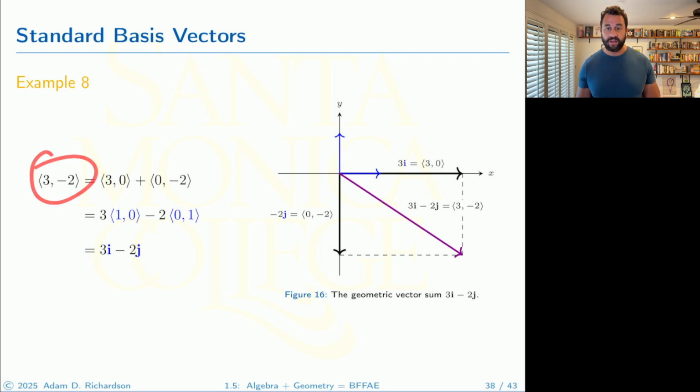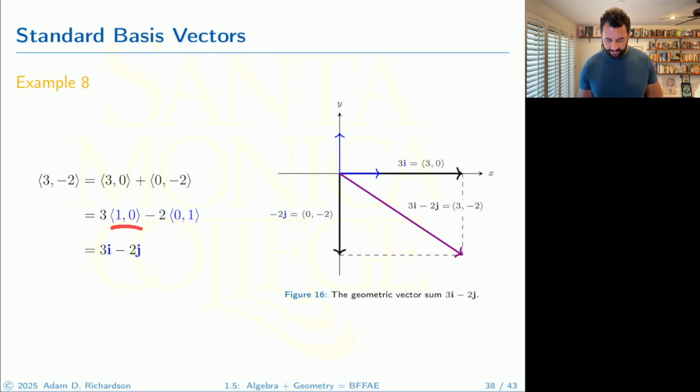Let's say we have the vector 3, -2. What I can do is pull that vector apart and write it as the sum of these two vectors: 3, 0 plus 0, -2. All I did was break it apart into its components, the x component and the y component. Now I'm going to factor the constant out of each. I factor a 3 out of the first and I get 3 times 1, 0. I factor -2 out of this one and I get -2 times 0, 1.